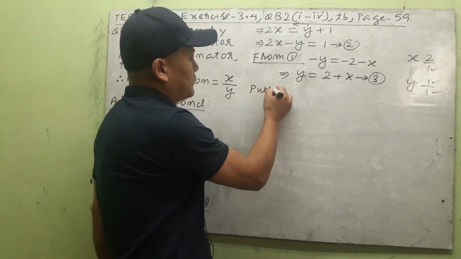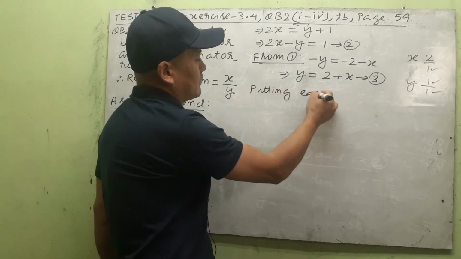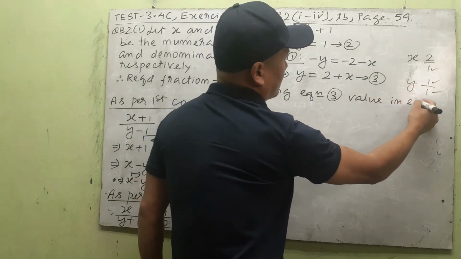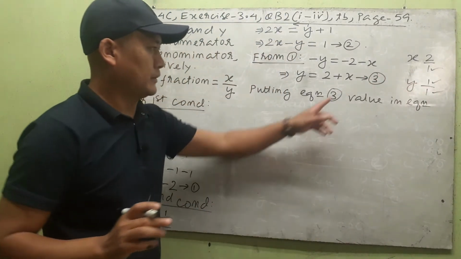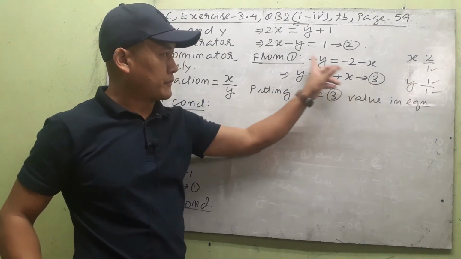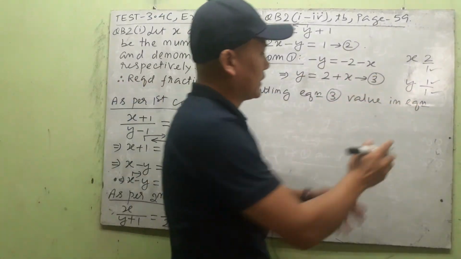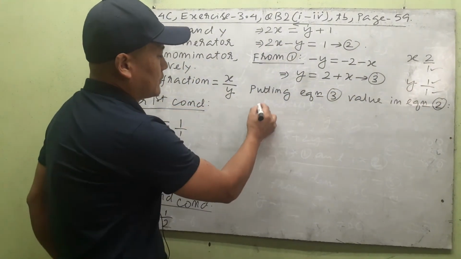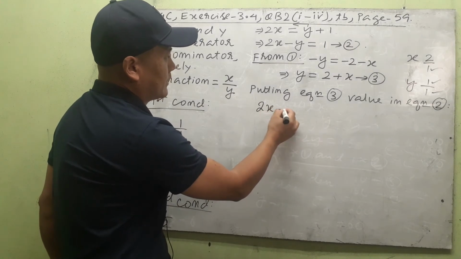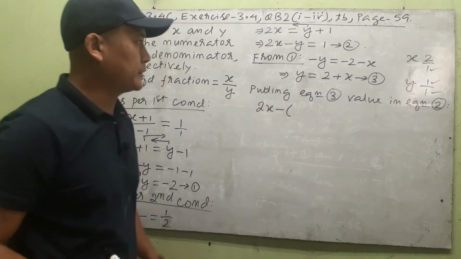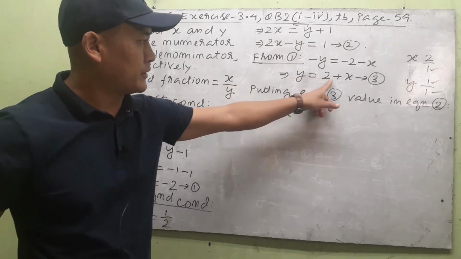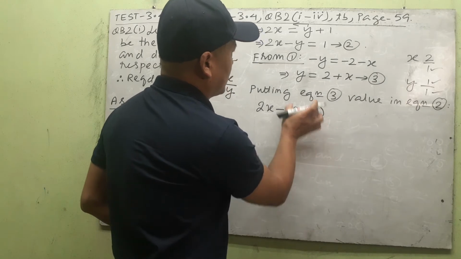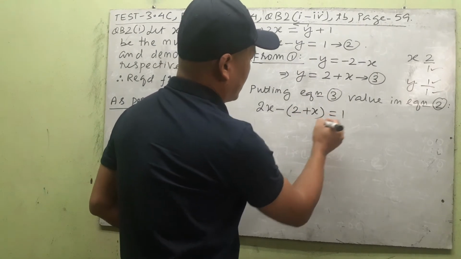We are doing it by substitution, so it means putting this equation 3 that we formed just now, its value, in the other equation. Since we formed equation 3 from 1, don't put it in 1 again, put it in the other one, which is 2, right? So 2 is here, this one. Just write there 2x minus, because there's a minus, it is important to put a bracket here. Now y is going to be replaced by equation 3's value, 2 plus x. So put 2 plus x in place of y, is equal to 1.